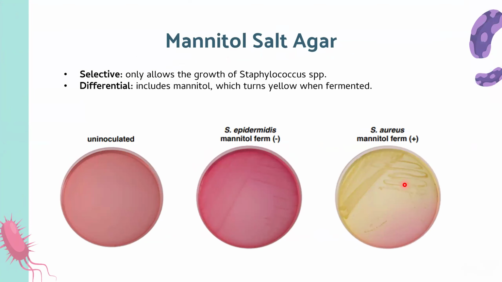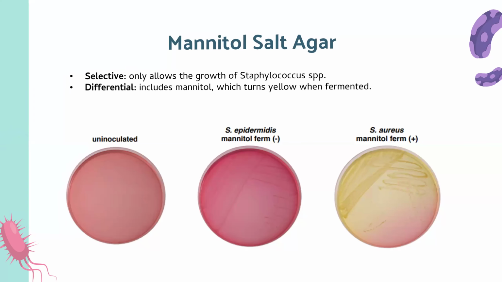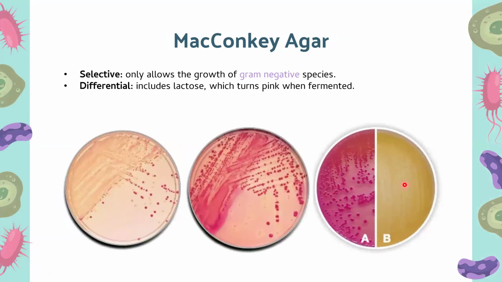For mannitol salt, we said it's going to turn yellow when mannitol is fermented. For McConkey, it's the other way around. It's going to turn pink when lactose is fermented. Now, since both of those have the exact same colors, pink and yellow, it can get very, very confusing. So the way that I remembered it is that McConkey is like a monkey. It sounds like monkey. And monkeys like bananas, which are yellow. Bananas are often also taken with milk.